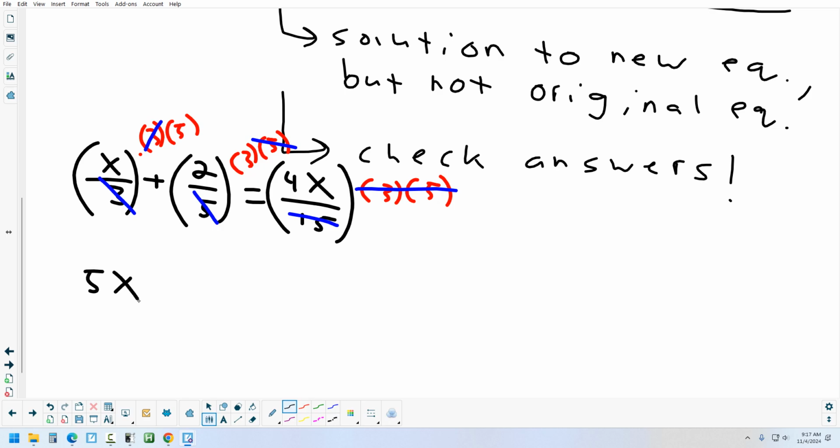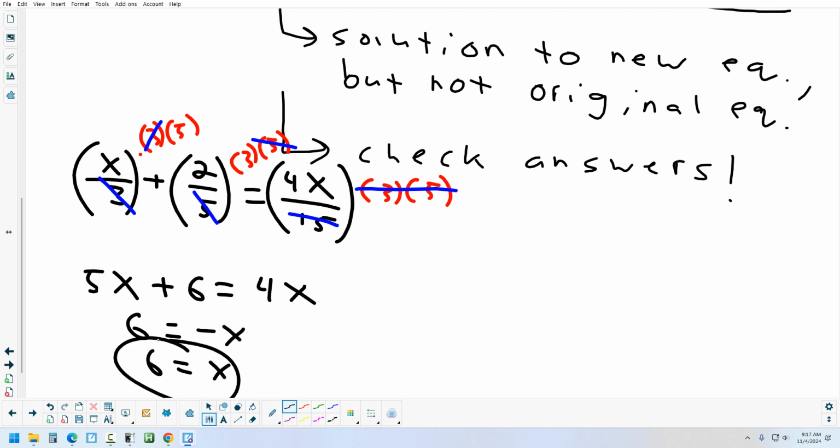5x. Plus, what's 2 times 3? 6. And what's on the right side? 4x. Look how simple that equation just got compared to what we started with. Done. X is 6. Now, looking at the original problem, that's a lot harder to tell because of all the fractions. Get rid of the fractions, it's a lot easier.